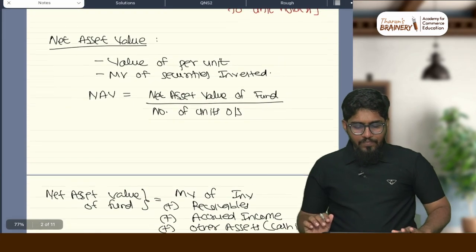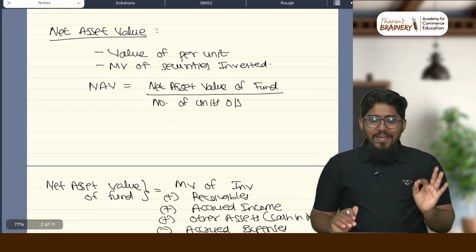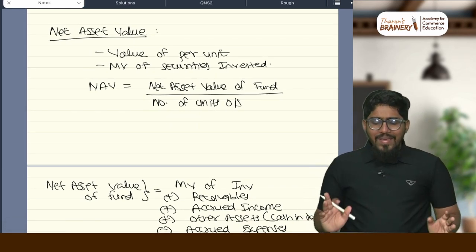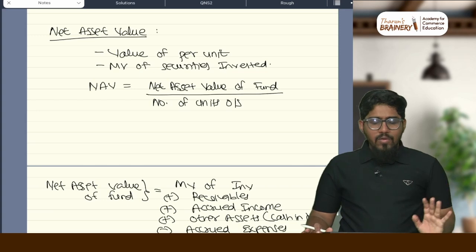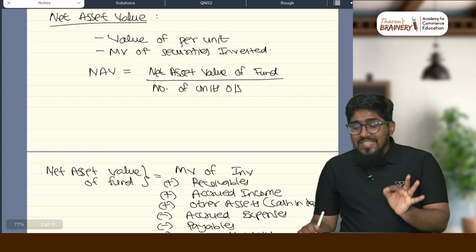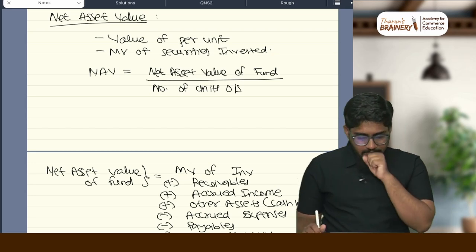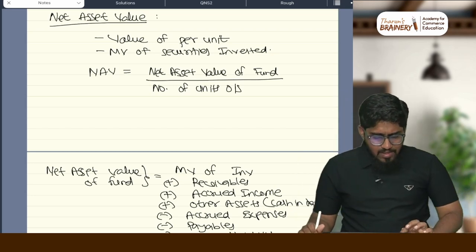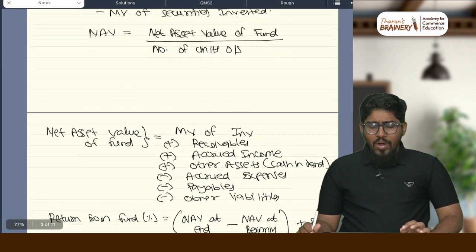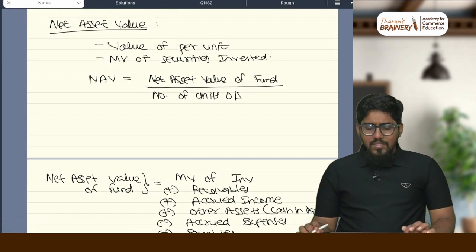Sir, what is net asset value? Net asset value means value per unit. Sir, what is the value per unit? It is the market value of the securities invested. Which means NAV is equal to the net asset value of the fund divided by the number of units outstanding.